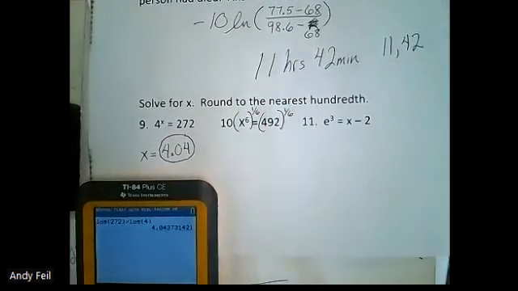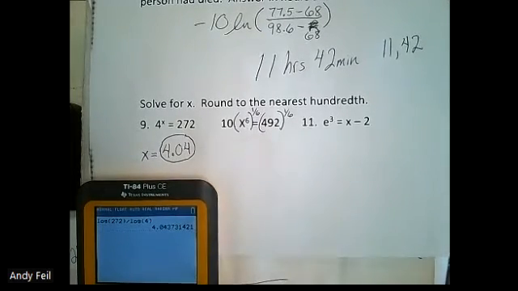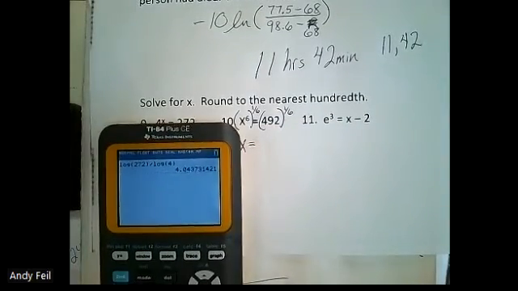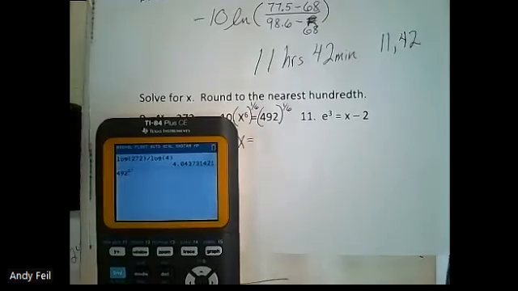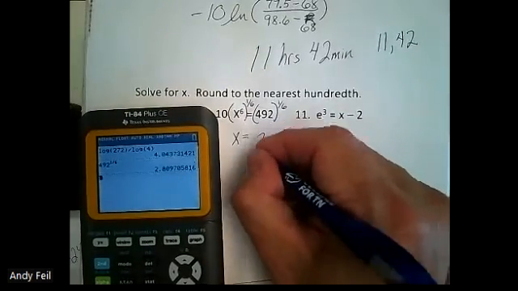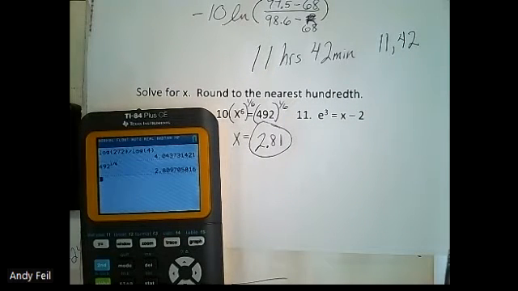The trouble with taking something to the 6th root is there's not a good button on the calculator to do that. It's very easy to type this in on your calculator, however. So all you got to do on your calculator is type in 492 and raise it to the 1/6 power. And there's your answer, 2.81. On the test tomorrow, just type in 2.81. Don't type in x equals 2.81.